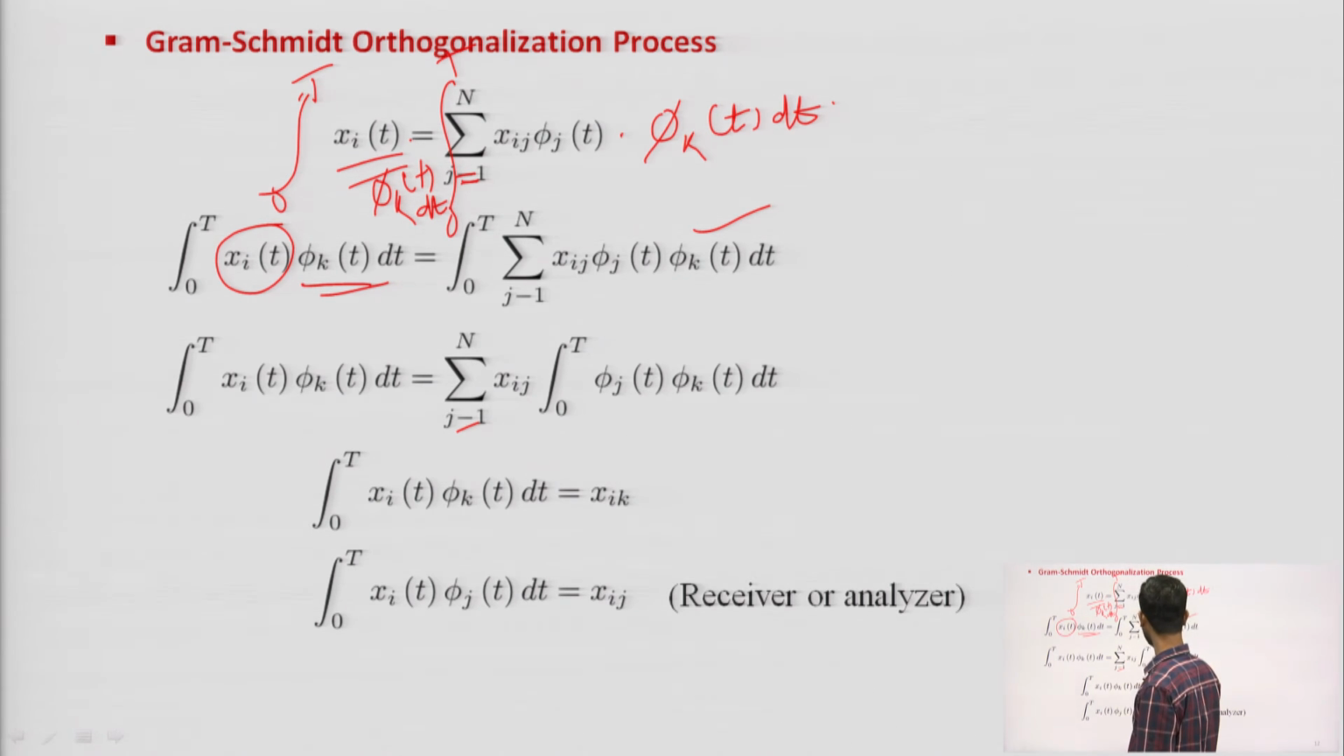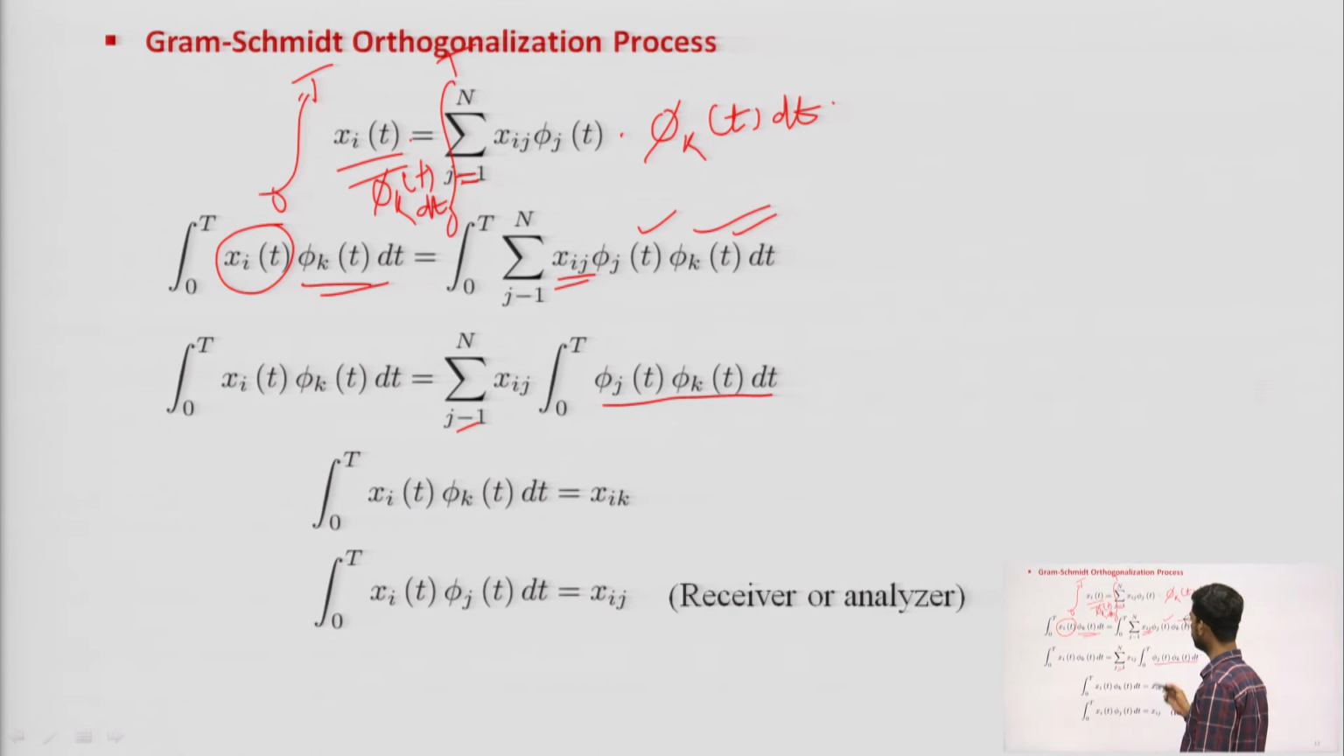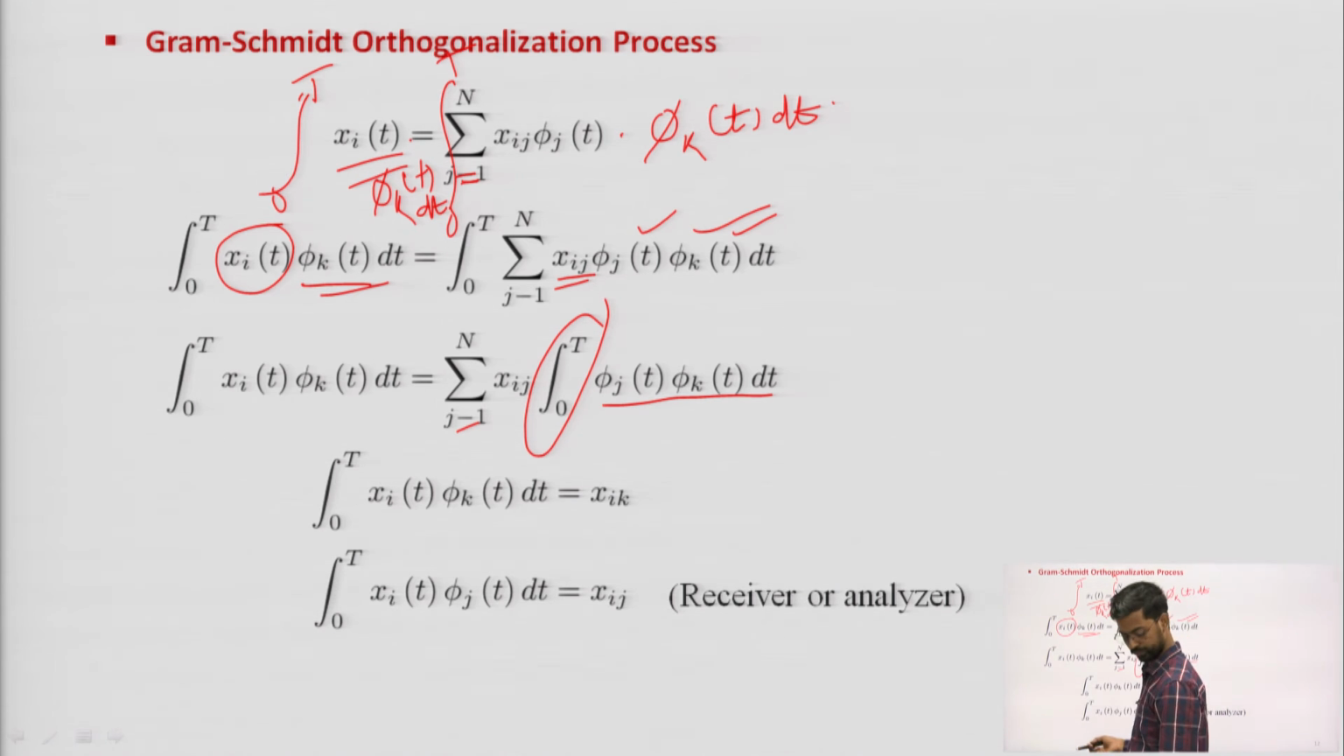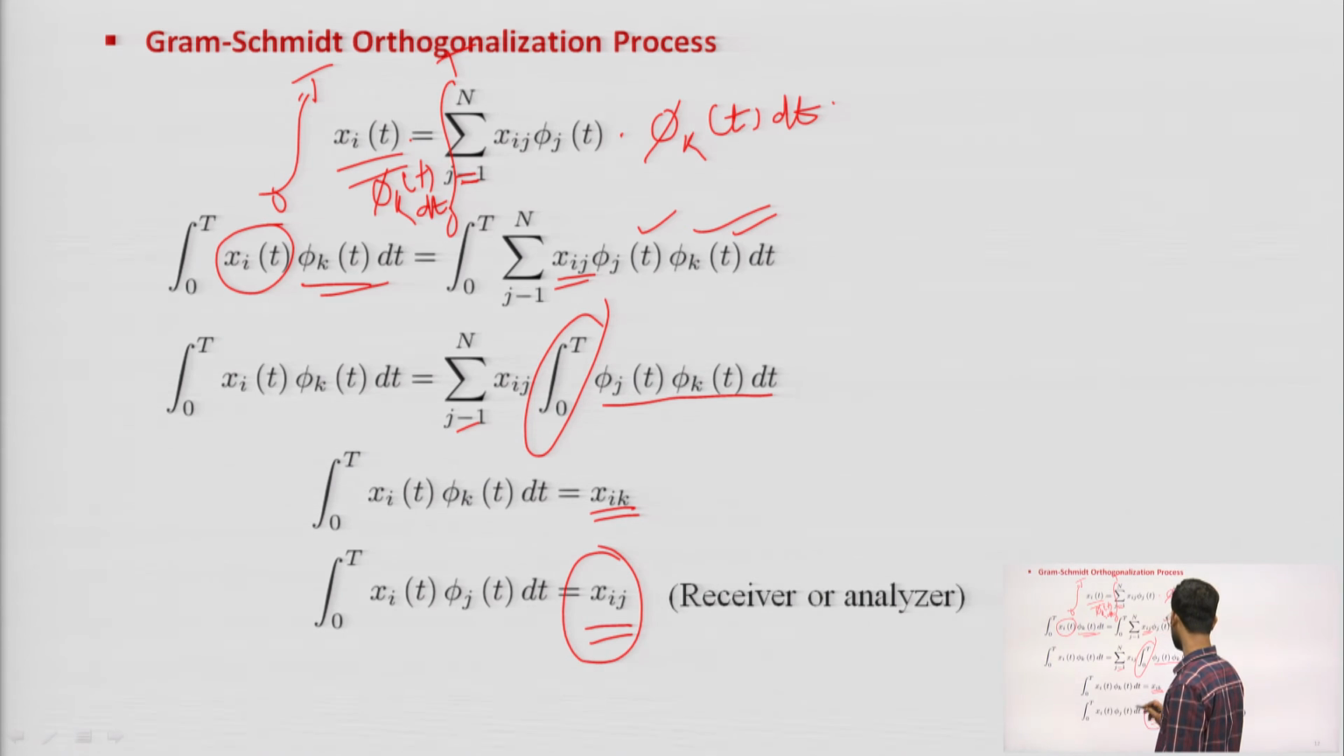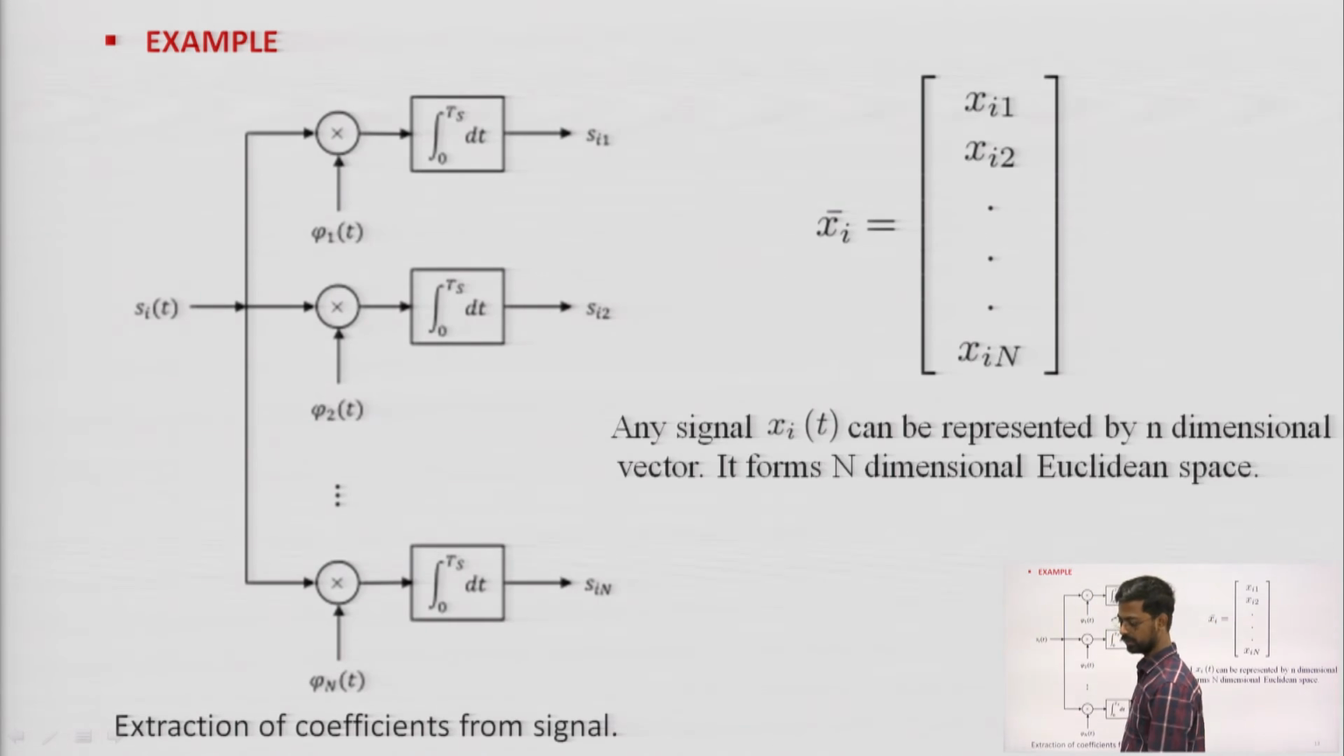Because these xij are constants and this is the function of time, we have the integral of phi j of t phi k of t dt in the interval 0 to T. So the integral from 0 to T of xi t phi k t dt equals your xik. Similarly, the integral of xi t phi j t gives your xij, which is the analyzer output, also known as the receiver output.